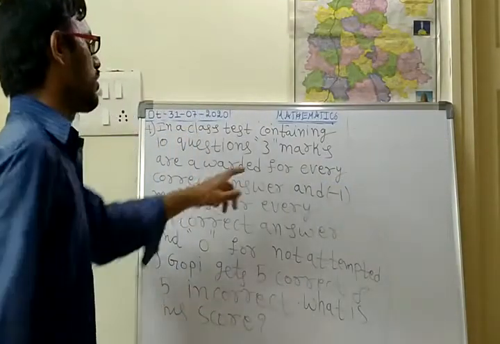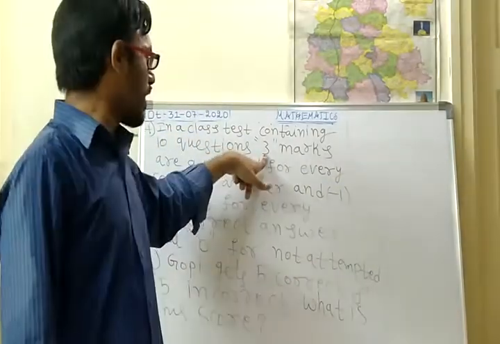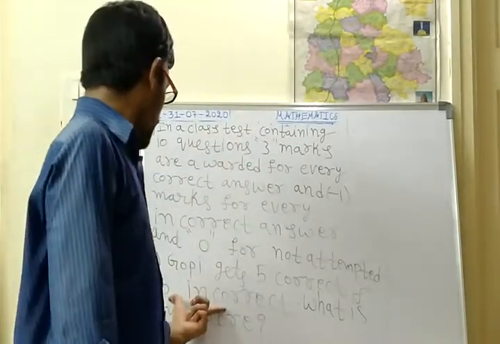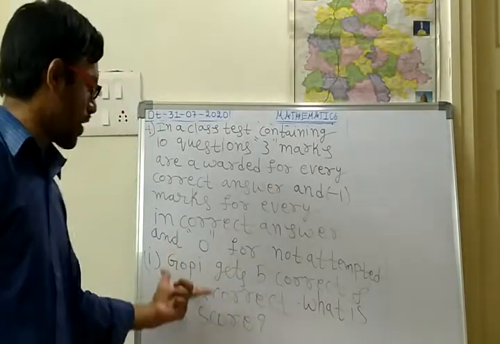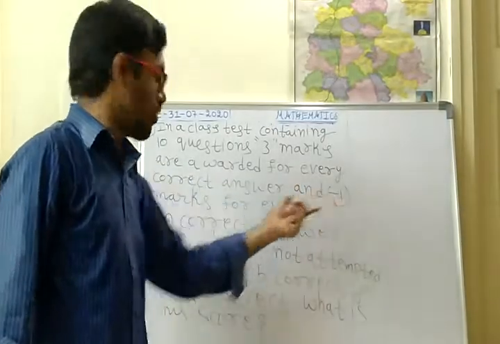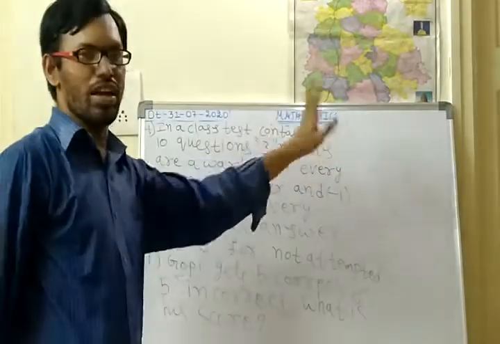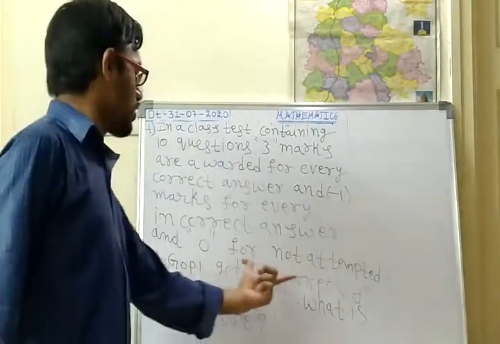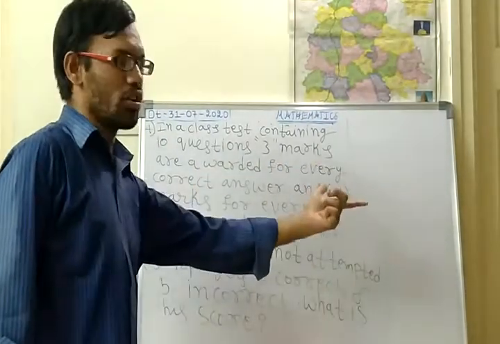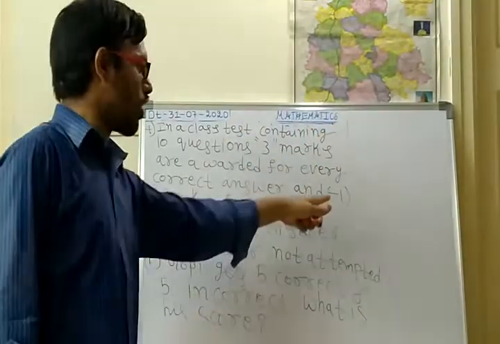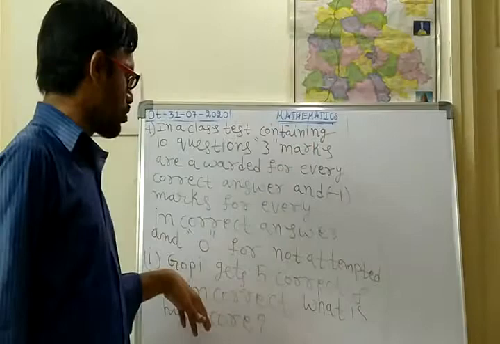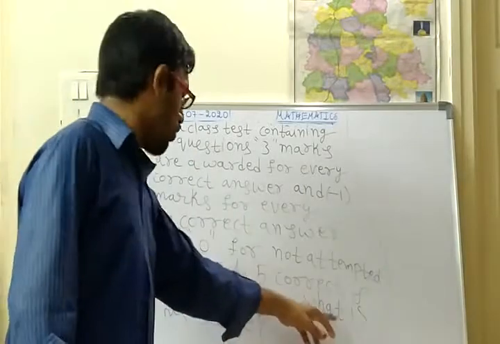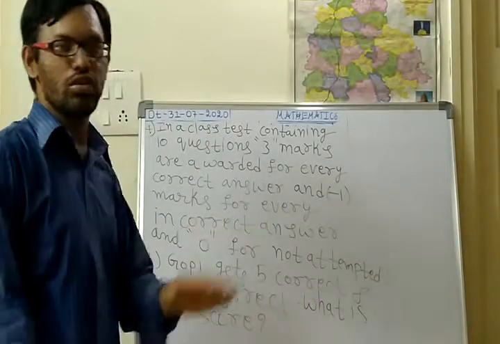So for one correct answer 3 marks. So for 5 correct answers, 5 into 3, like that you should do. Next, 5 incorrect answers. So for one incorrect answer, -1. For 5 incorrect answers, 5 into -1. After getting these two numbers, you add these two answers. So 5 into 3 equals how much? And 5 into -1, how much? So you add those two. 5 plus 5, 10 answers are there. So what is his score? Finally you write down his score. Okay, like that you write down this problem.